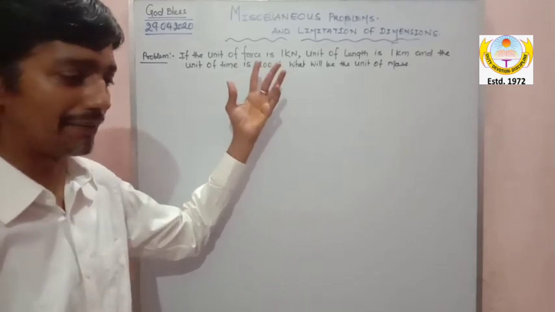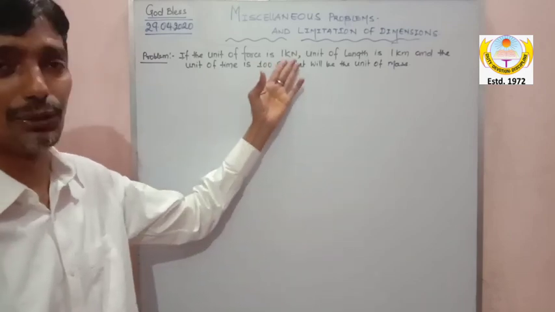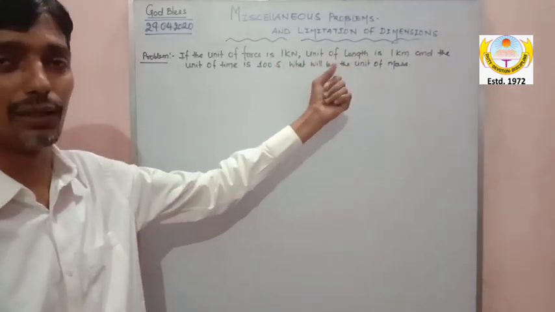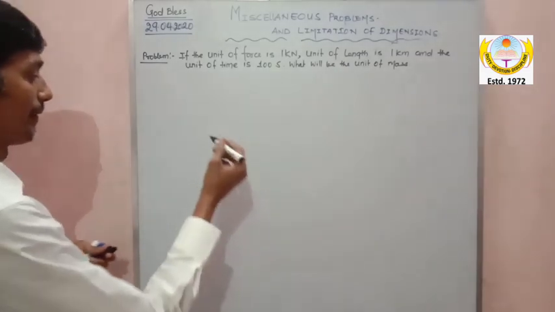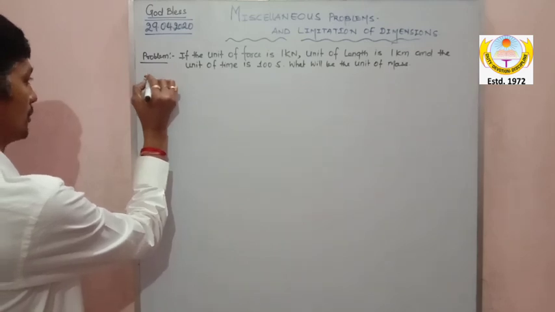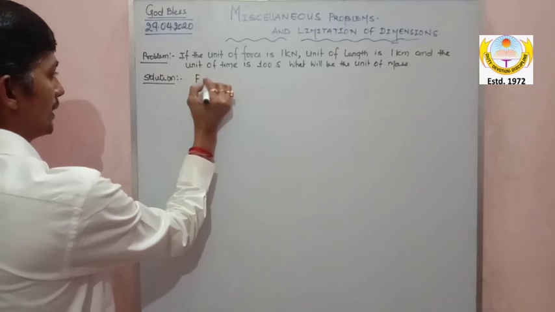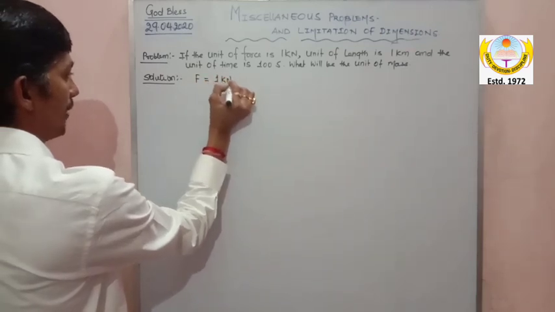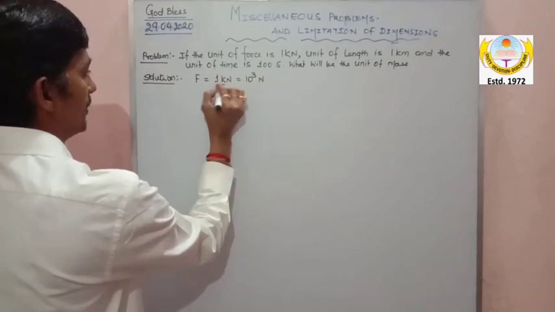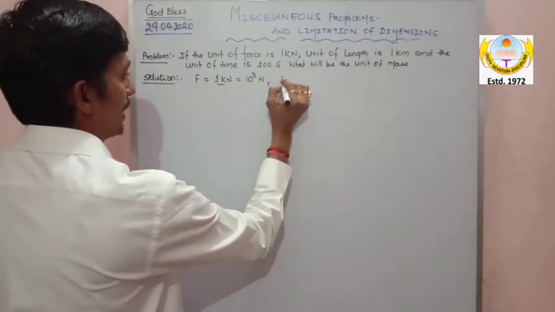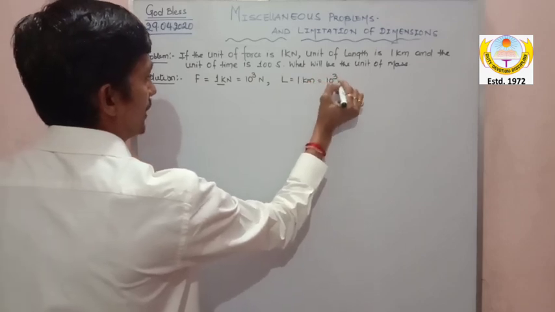It's a simple one. If the unit of force is 1 kilonewton and the unit of length is 1 kilometer, right? So I'll write what is given. So here is the solution. Force F is given as, my dear, 1 kilonewton. Everybody knows this will be 10 power 3 Newton because the word kilo is given. Next, it is given length. Length is 1 kilometer. Again kilo is given, so it is 10 power 3 meter.